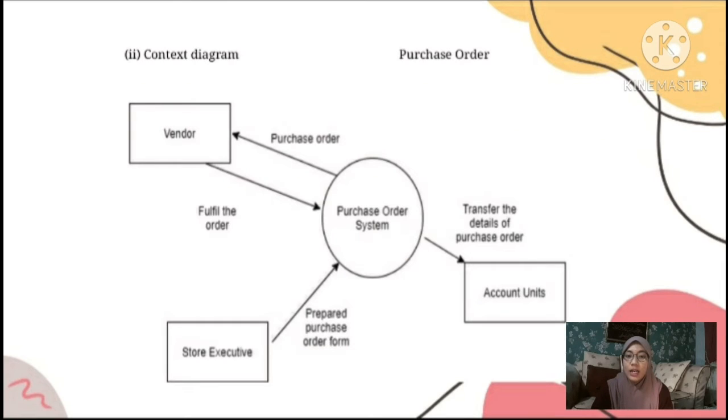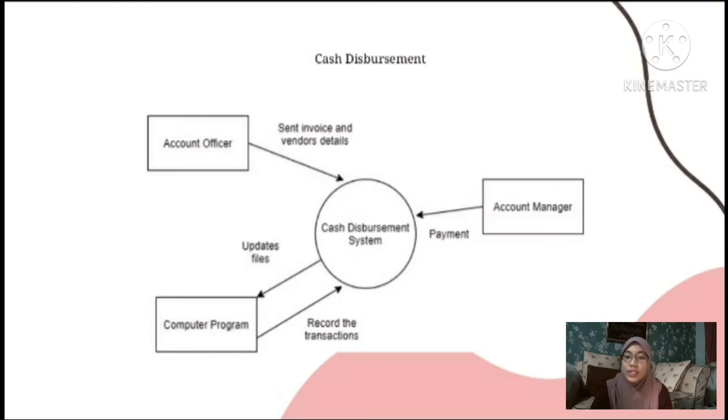Next to enrollment are the context diagram of purchase order and cash disbursement made by SESP Syndrome Berhad. The highest level of DFD is called the context diagram. It provides a summary level view of the system, and it depicts a data processing system and the external entities that are the sources of its input and destination of its output.